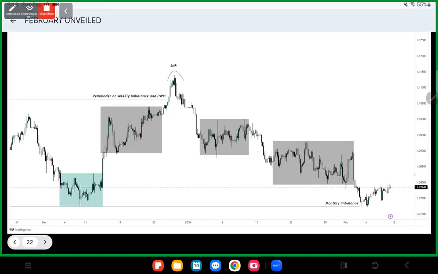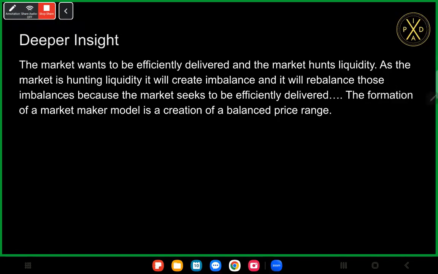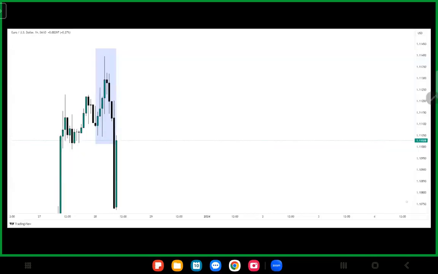All right, so I'm going to move on to the next slide. So here's a deeper insight. The market wants to be efficiently delivered, and the market hunts liquidity. And as the market is hunting liquidity, it will create imbalance, and it will rebalance those imbalances, because the market seeks to be efficiently delivered, right? So the formation of a market maker model is a creation of a balanced price range. I'm saying this again to lay the framework for something a bit deeper. So let's move on to the next slide.